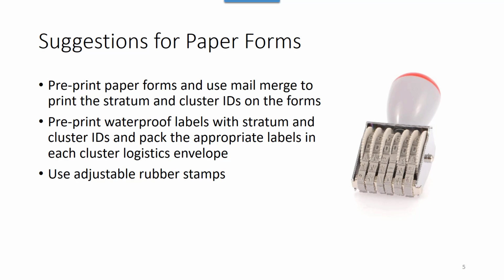So you might want to go to the second option of pre-printing some waterproof labels. Put the stratum ID and the cluster ID on the labels and pack those labels in with the packets of paper forms for each cluster. And then the teams can apply the appropriate labels to the paper forms. Another option that I've heard of is buying adjustable rubber stamps. As you see on the slide here, you can dial in the stratum number. Perhaps you'd use one color stamp for the stratum number, one color stamp for the cluster number, and then they would be recorded very legibly and consistently in the cluster.